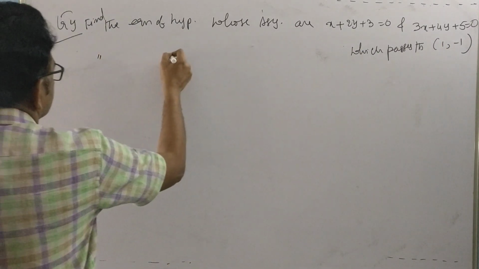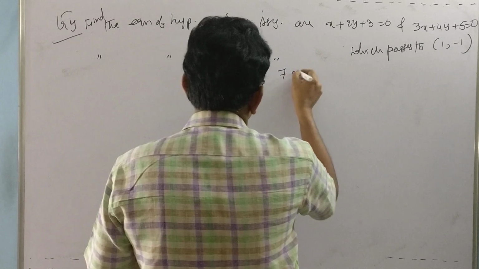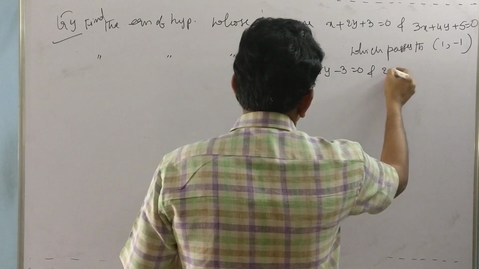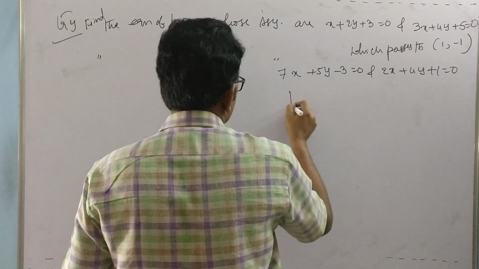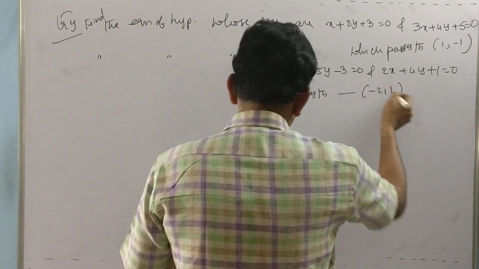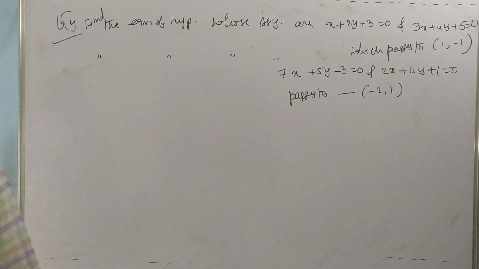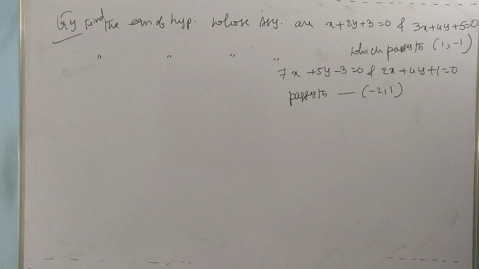And also, whose asymptotes are the lines 7x plus 5y minus 3 equal to 0 and 2x plus 4y plus 1 equal to 0, and which passes through the point minus 2 comma 1. So this is also same model problem. Next one.